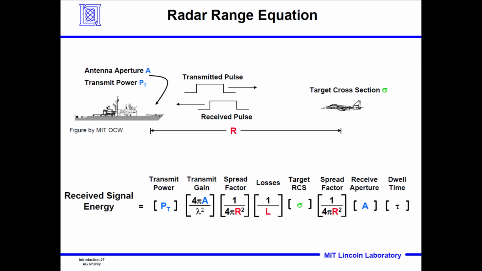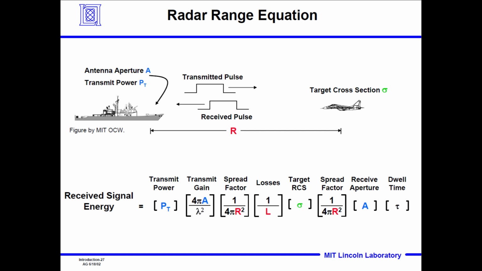Radar equation. Let's go over the radar equation. In this example, we have a radar located on a ship. The two key parameters that determine your ability to detect a target are the transmit power and aperture of the radar. The aperture refers to the size of the antenna, and the transmitted power is the energy output.